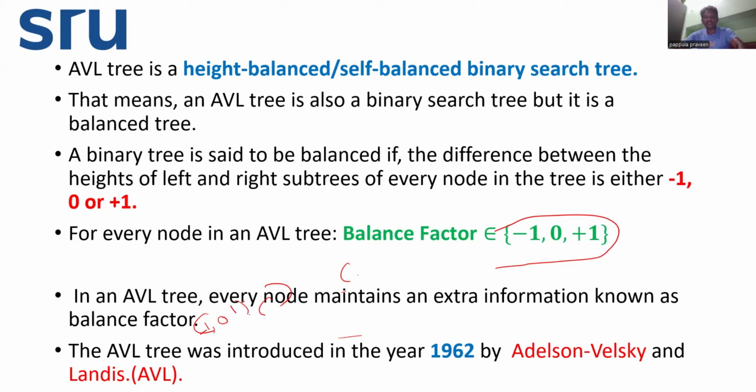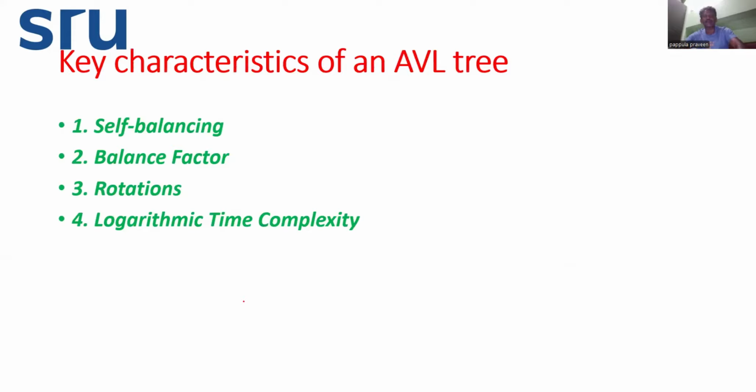The AVL tree was introduced in the year 1962 by Adelson-Velsky and Landis. These are the three scientists' names. So in 1962 the AVL tree was invented. Key characteristics of AVL trees: the first is self-balancing, the next is the balance factor, the third is rotations, and the fourth is logarithmic time complexity.